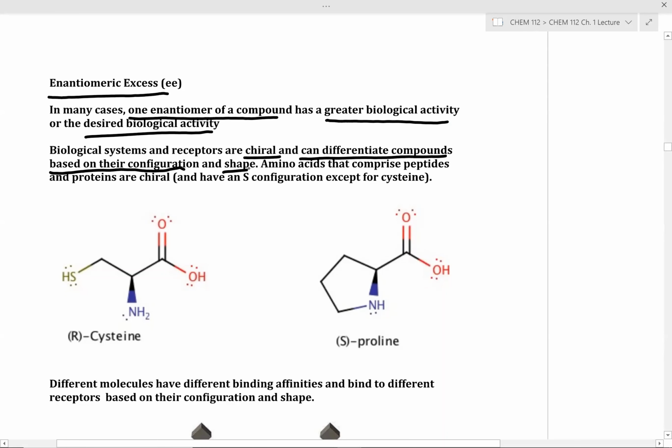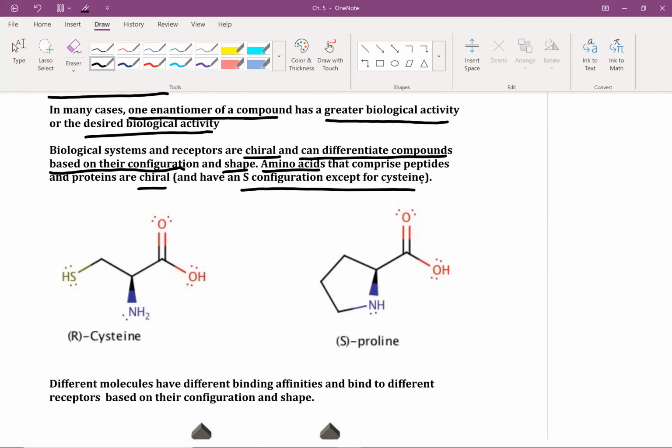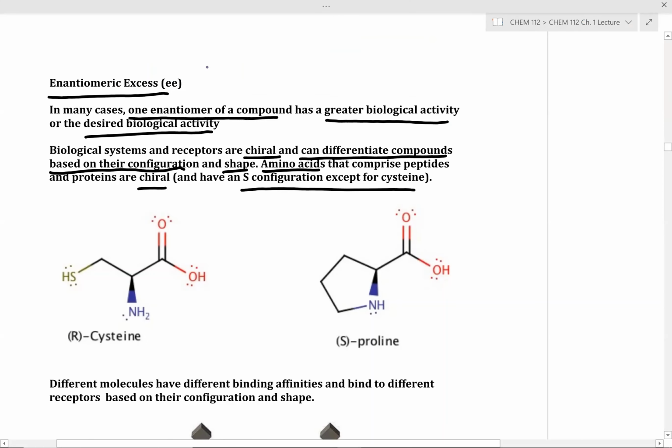So fundamentally, one of the building blocks for large-scale proteins and peptides are amino acids, and amino acids are chiral. And just as an interesting piece of trivia, all of the amino acids have an S configuration except for cysteine. And we'll talk about why that is when we discuss the priority measurement to assign R and S configurations.